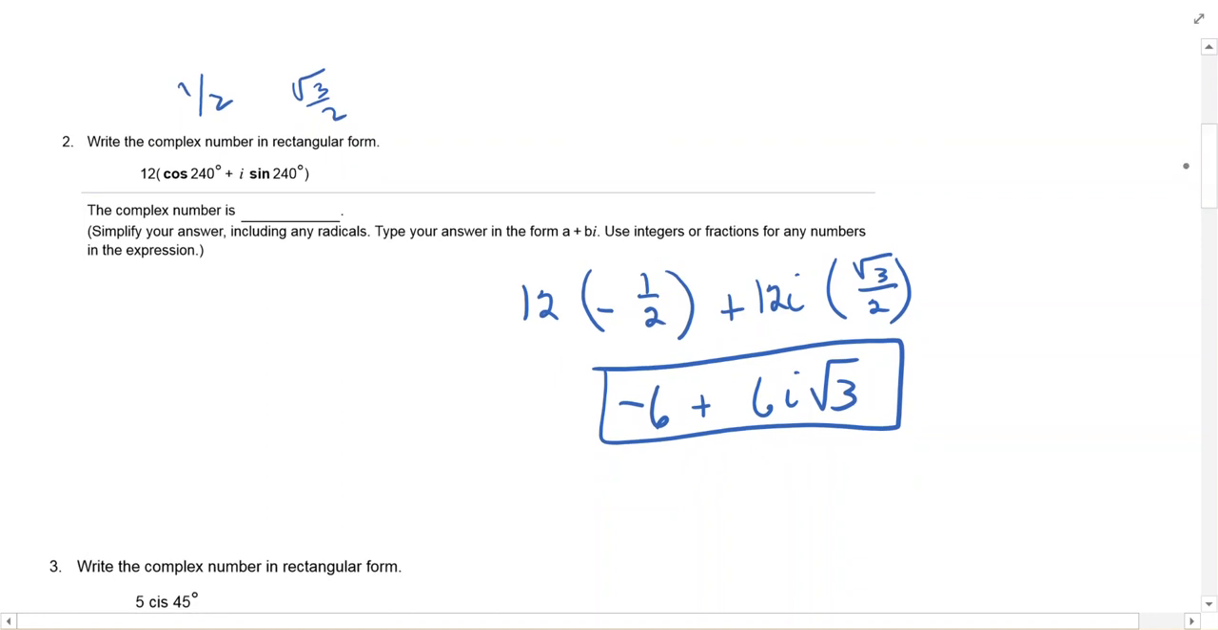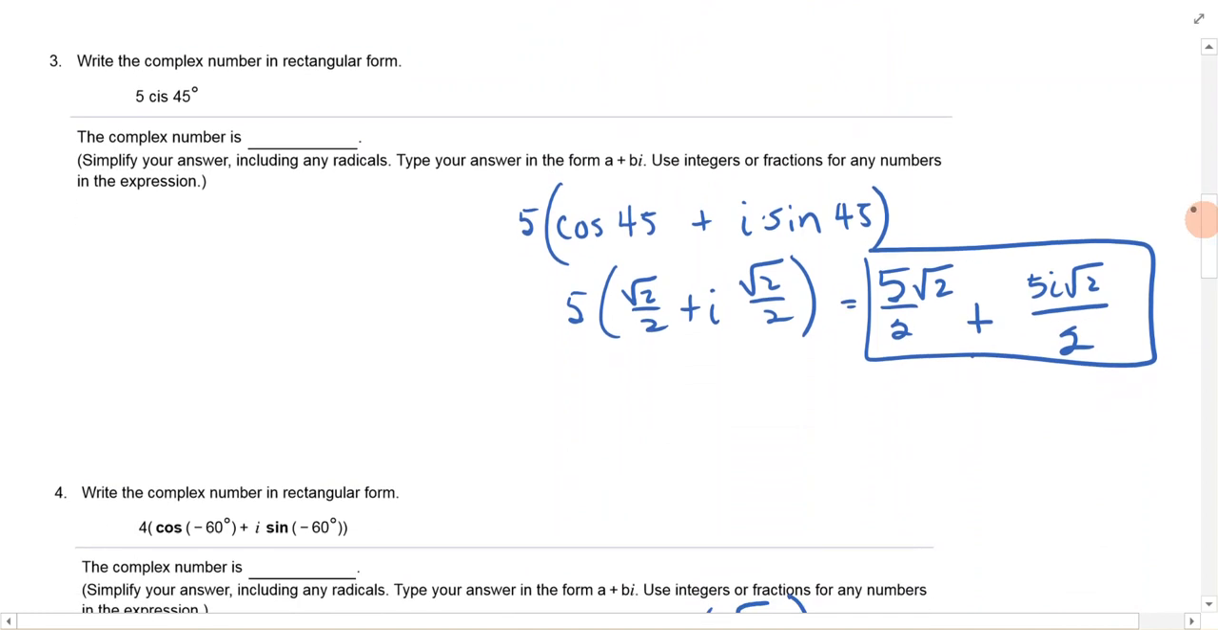Write this one. Cosine of 240, I sine 240. Well, the cosine of 240, which has 60 as a reference, is negative 1/2. And sine is negative square root of 3 over 2. So we've got 12 times negative 1/2 plus 12I. Oh, I've already distributed there. Sorry. Didn't realize what I had done. So 12 times negative 1/2 plus 12I times square root of 3 over 2. 12 divided by 2 is negative 6 plus 6I square roots of 3.